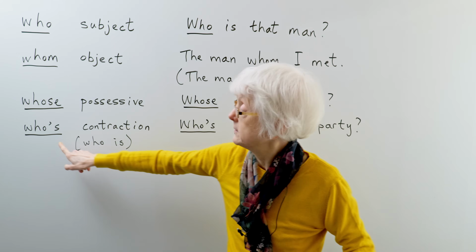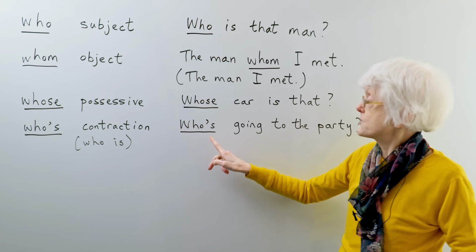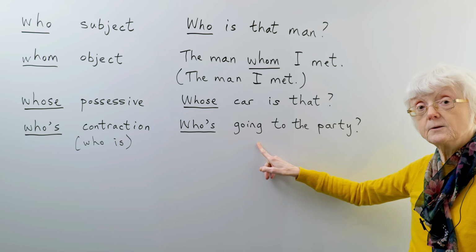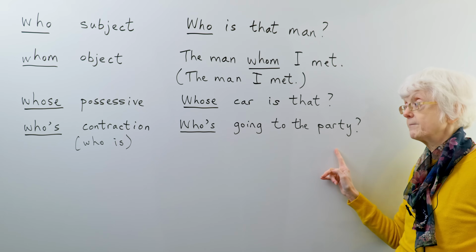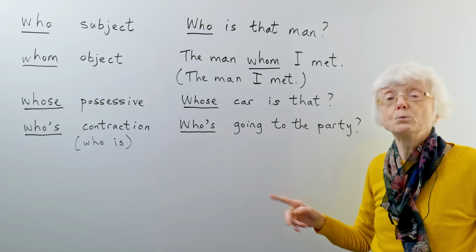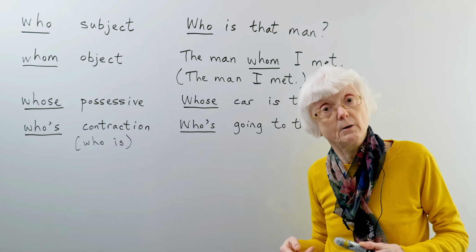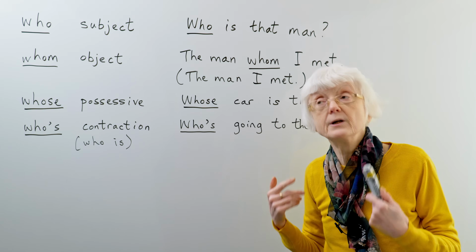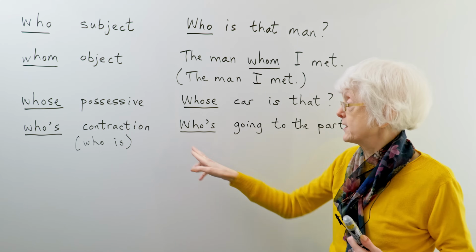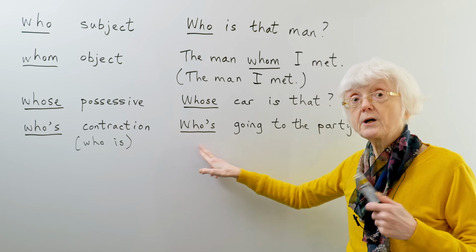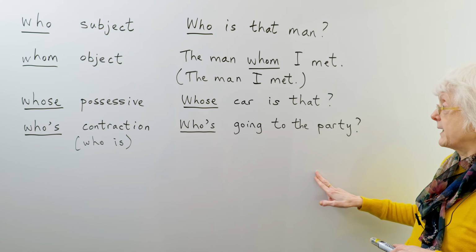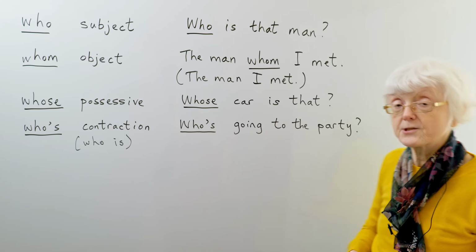Who is, who's. Okay, so you can ask the question, who's going to the party? Who is going to the party? But you wouldn't say it in full, who is going to the party, because it's not informal enough for spoken English. So who's going? Who's going to the party? Okay, so that's it really.